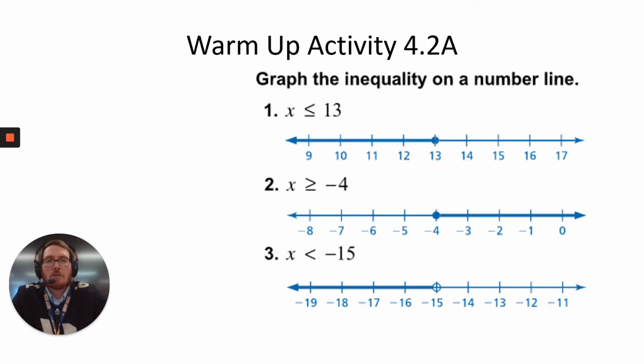Here are the three answers, making sure that the less than ones go to the left, so the first and third, greater than goes to the right. Filled in circles on the first two because they both have the equal to. That idea should be pretty easy.